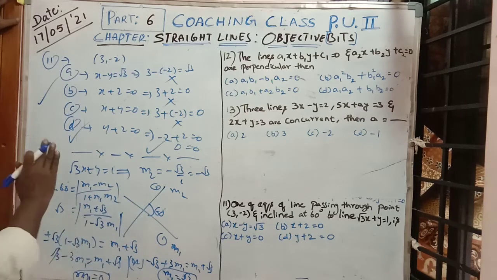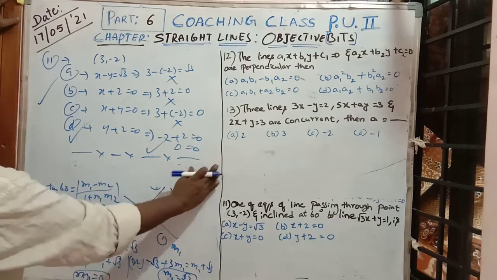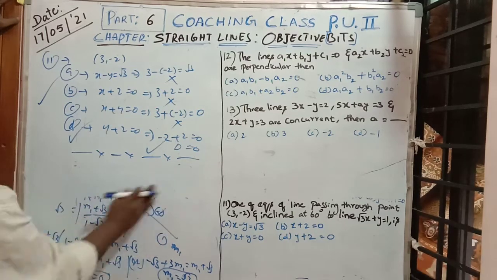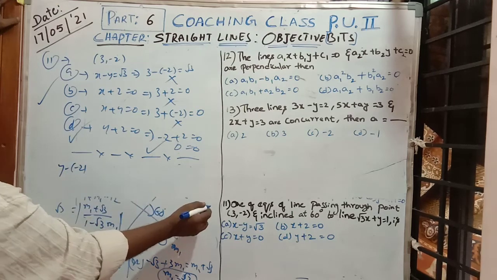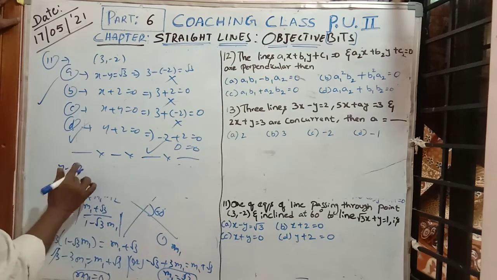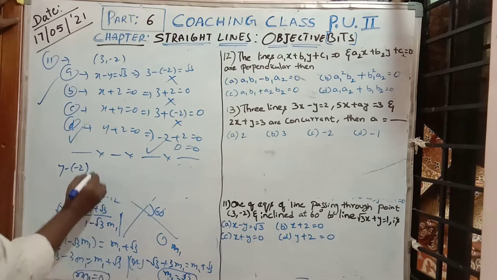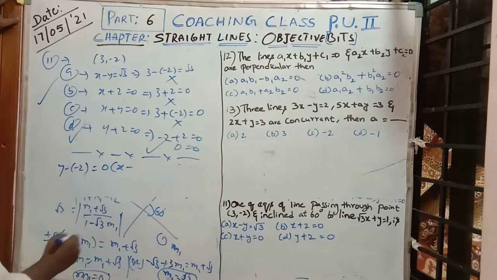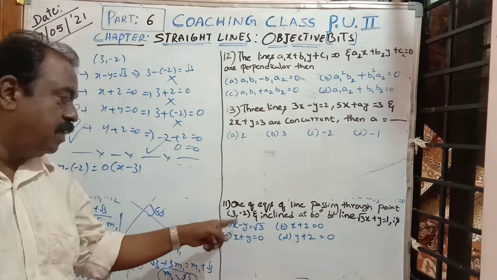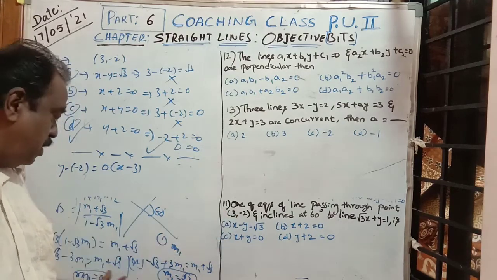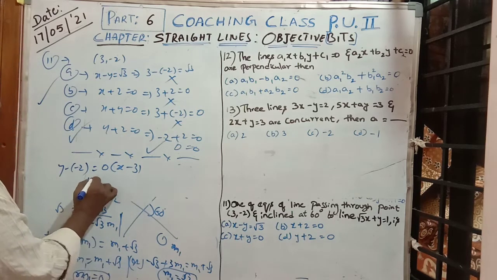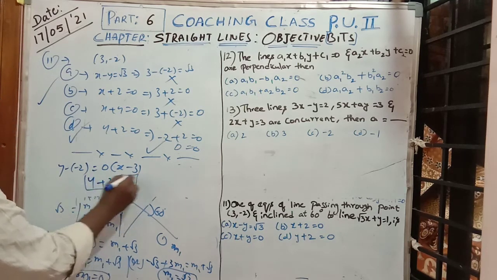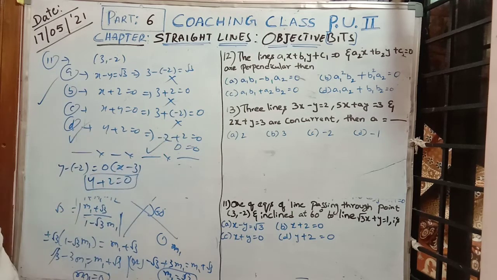Okay? So, the line is passing through that point, y minus y1 is equal to m of x minus x1, passing through the point (3, minus 2) and having the slope m1. One time 0, one time root 3. Here it is y plus 2 is equal to 0, and everything is 0. So we get the same equation.